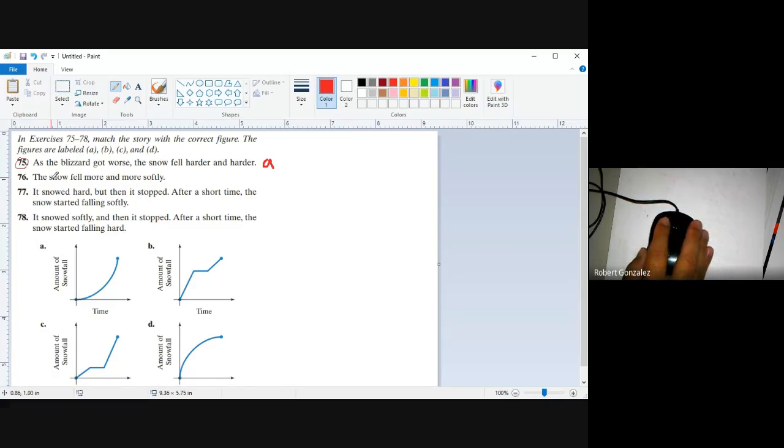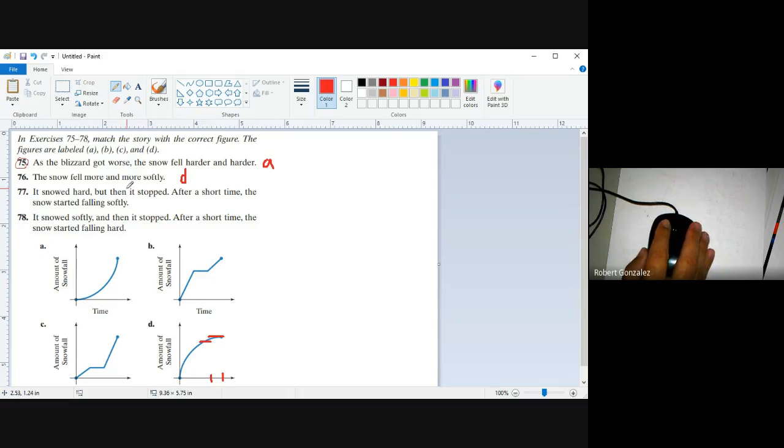Okay. The snow fell more and more softly. Well, if the amount of snowfall is leveling off here, that means there's a little bit less. I can see that from here to here, it only changed this much. It only changed that much. So it's going less and less. I'm going to guess the answer here is D based on that.